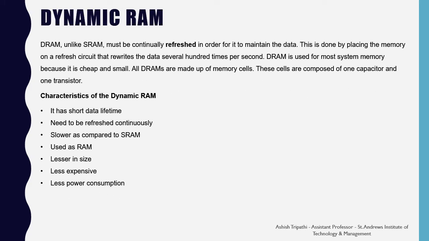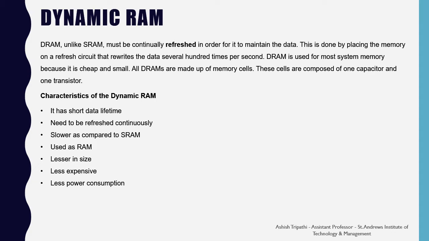Dynamic RAM. Dynamic RAM, unlike SRAM, must be continually refreshed in order to maintain the data. This is done by placing the memory on a refresh circuit that rewrites the data several hundred times per second. Dynamic RAM is used for most system memory because it is cheap and small. All RAMs are made up of memory cells.